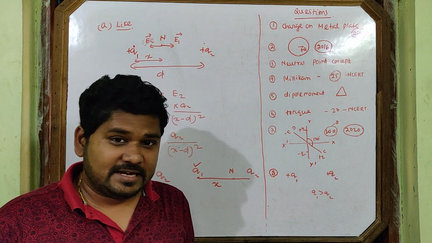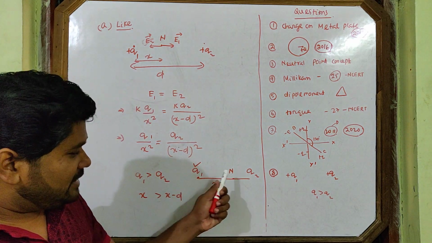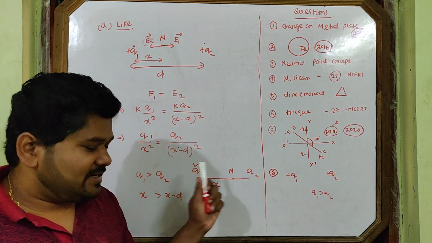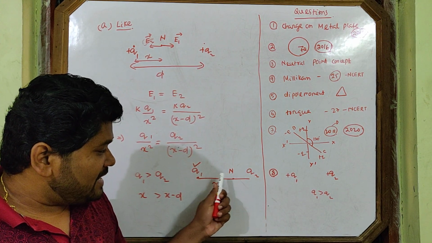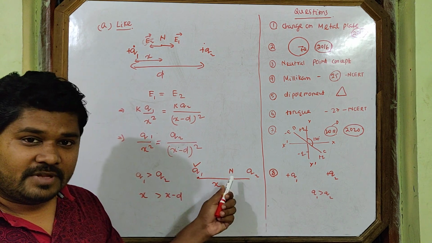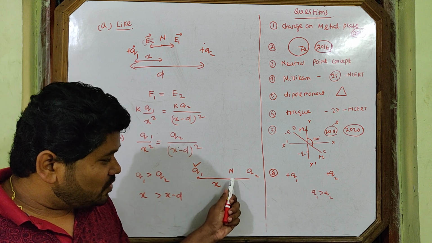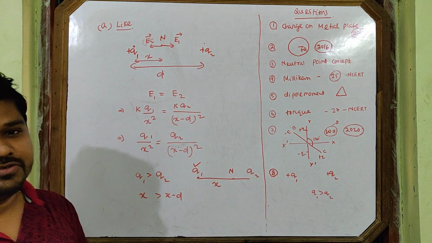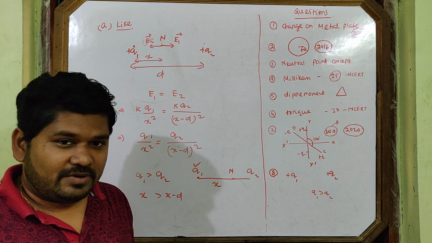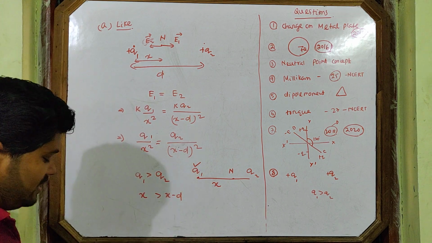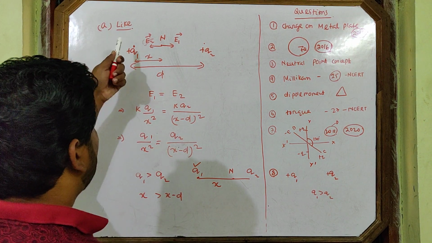Remember this line, it is very important. If two charges are like, the neutral point lies in between them, and lies close to the smaller magnitude charge. Now understand this one. Okay, now we'll go to unlike charges.